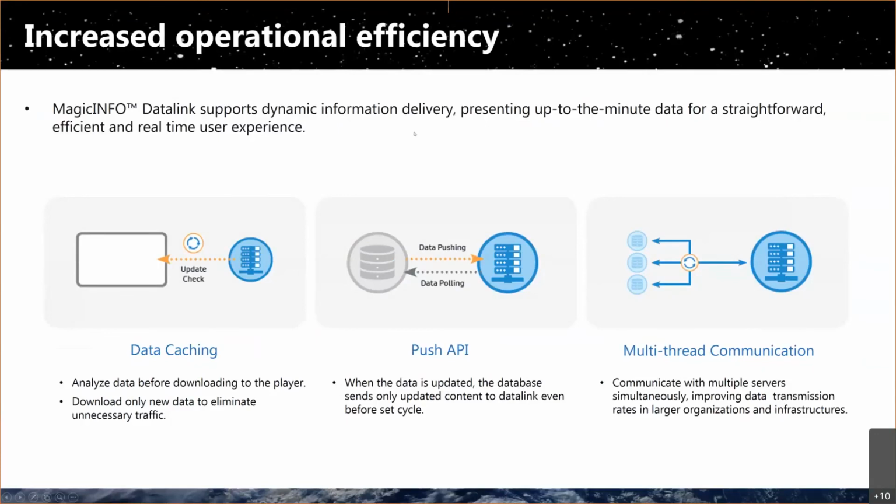Push API. You have two options where Data Link can connect to the data source that you provide. It could either pull information, or the data source could push information into Data Link. Multi-threaded communication. If we have multiple sources we are pulling from, you're going to have a separate thread managing each connection, so that's less processing power on the Data Link side.